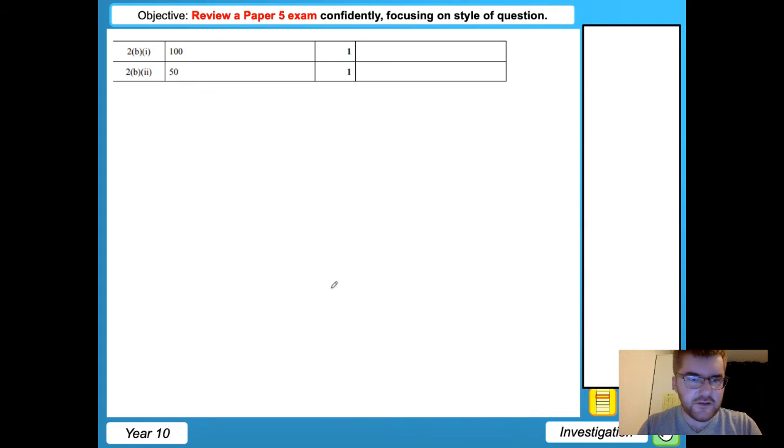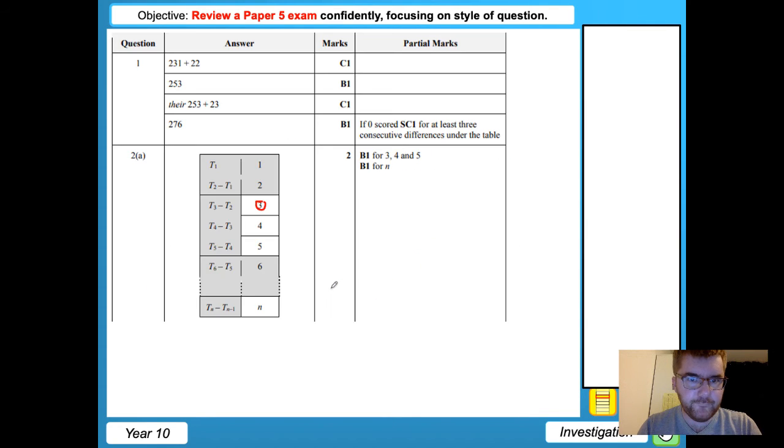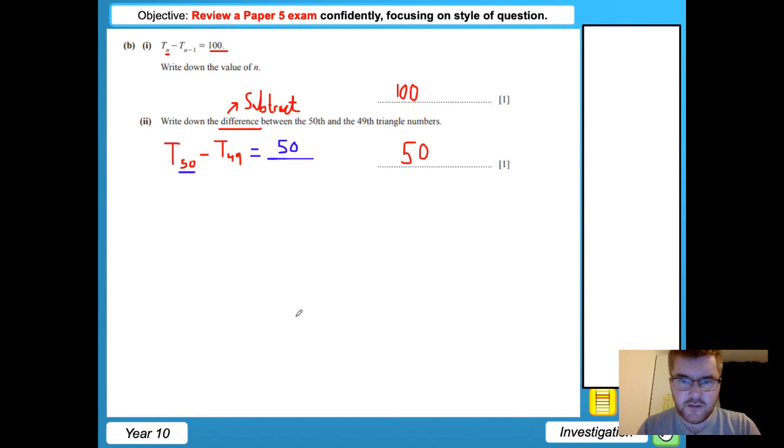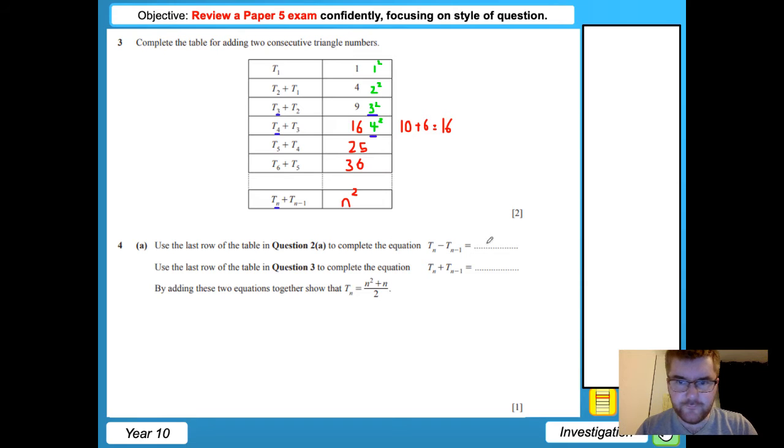So if I go back to 2a, the last row of the equation was equal to n. Okay, so I go fill that in. And use the last row of question 3 to complete the equation. That's what we just did, so that's going to be n squared.